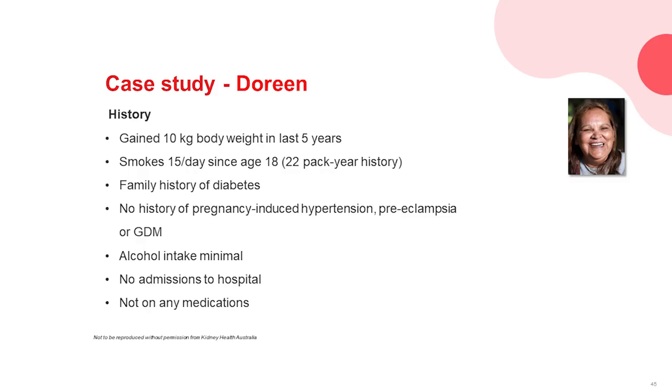She's gained 10 kilos in body weight in the last 5 years, and she's been a smoker since the age of 18 with a 22 pack year history. There's a family history of diabetes, no history of pregnancy-induced hypertension, preeclampsia, or gestational diabetes. Alcohol intake is minimal, with no admissions to hospital, and she's not on any medication.